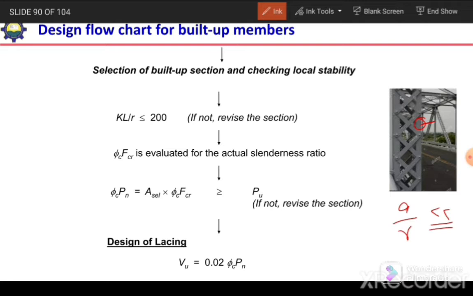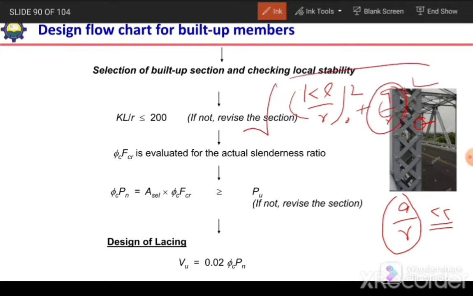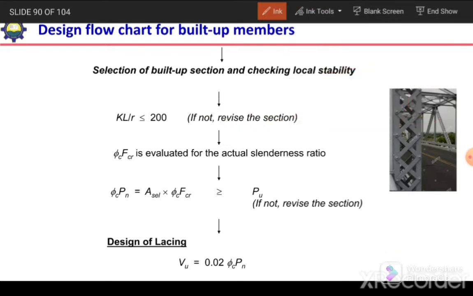lacing points. If this a over r is very low, then the modified slenderness ratio will also be very small, because the modified slenderness ratio is the square root of (KL over r0) squared plus (a over ri) squared. When (a over ri) squared is very small, the modified slenderness ratio will be close to this value. So in the case of lacings, we don't need to check the modified slenderness ratio, we can skip that. We only consider rx and ry, and we select the larger value out of these two as the governing value.